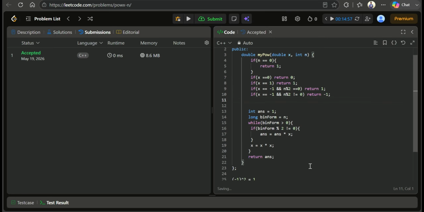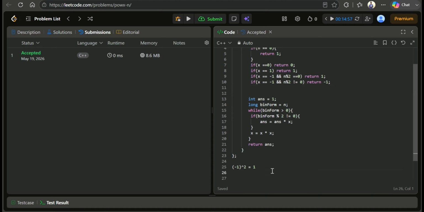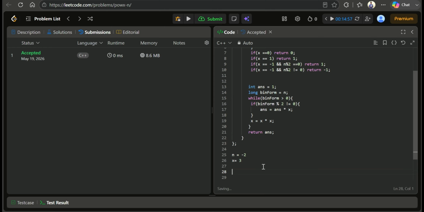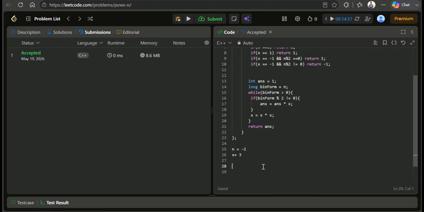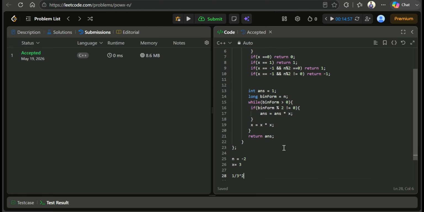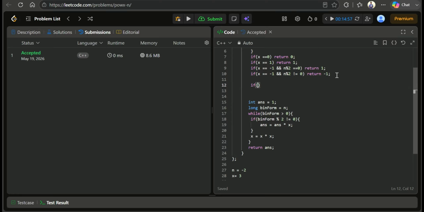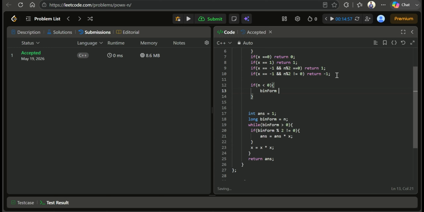Well, we handled almost everything for x and n, but we have missed still one thing. So let's say you have n as a negative number, right? Let's say n equals negative 2, and you had to calculate for 3. Now it's calculating 3 to the power negative 2, which is basically going to be 1 divided by 3 to the power 2, right? So we have to modify our format whenever we get our n to be less than 0. If it's negative, then we have to say that our binary form will be negative of n.